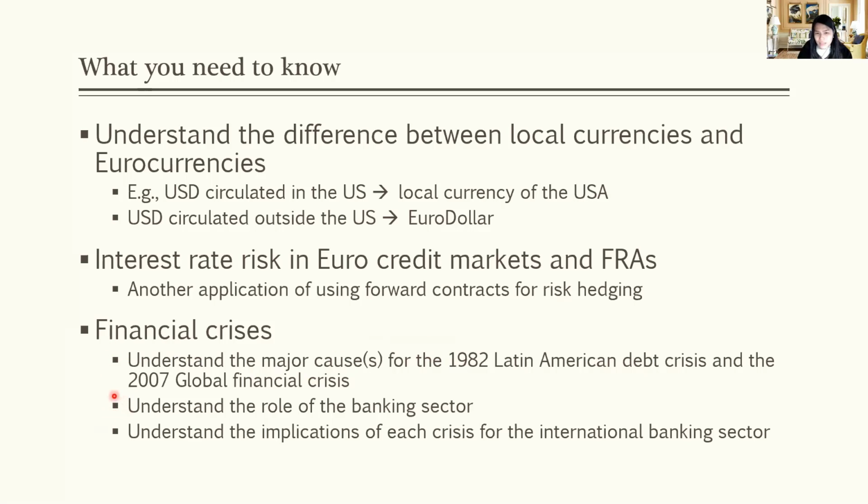You've also got to understand the role of the banking sector in each of those. For both of these crises, the banks played a big role in overlending and therefore causing a lot of moral hazard problems. And finally, you've got to understand the implications of the crisis for the international banking landscape. What happened afterwards? What happened to the regulations? What happened to the banks that were involved? What were some of the solutions that people came up with to solve the crisis?